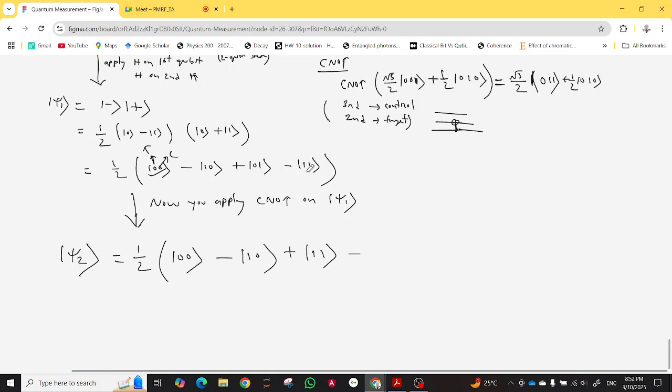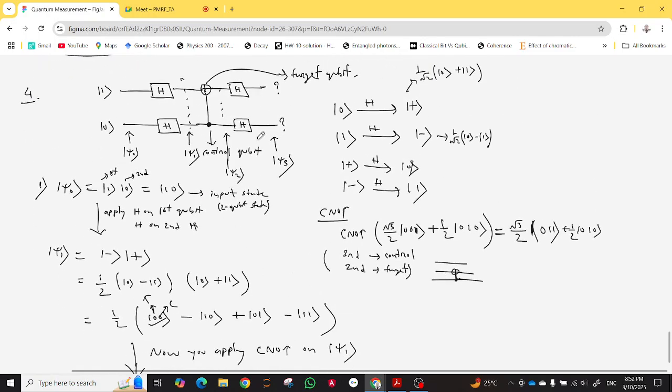Minus, here also the second qubit is 1. Control is 1. So the first qubit, the target, will change state from 1 to 0. This will become 0 and this is 1. Right? So this is your state psi 2. Okay, you got your psi 2.